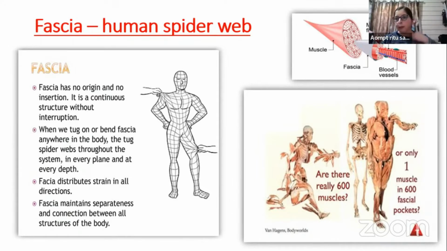Like if I am pulling my t-shirt from this side, definitely it will affect the lower side also, because I am pulling it here. Same, if I pull the fascia from one side, it will affect the other also. Or we can say that all the muscles are packed in the fascial covering. All the ligaments are covered with the fascia. All the tendons are covered with the fascia. So this is the way we think that fascia is the full covering of all the structures of our body.